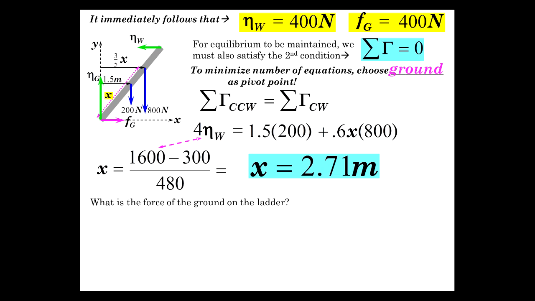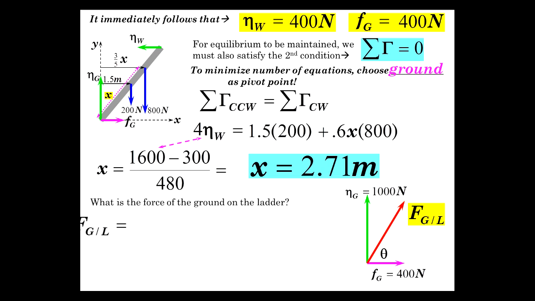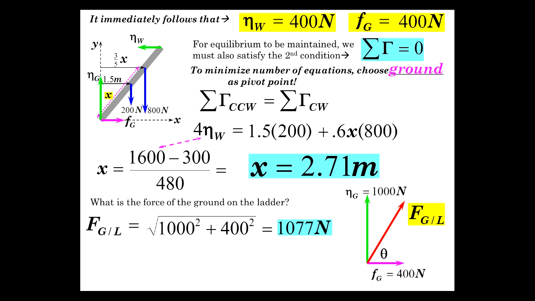Now, what's the force of the ground on the ladder in this case? We have friction and we have the normal force. So this is real simple: 1,000 newtons and 400 newtons and an angle. So that force is 1077 newtons, and the angle just comes out to be 68 degrees.